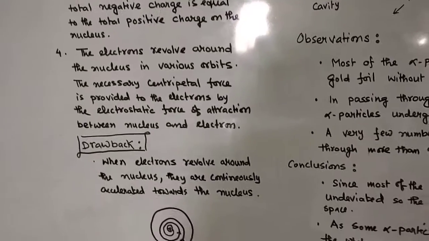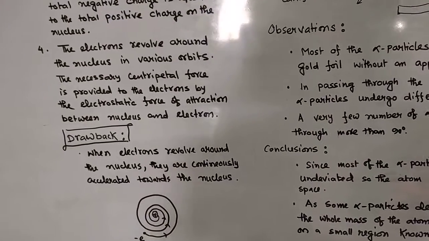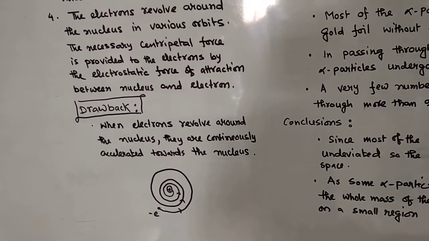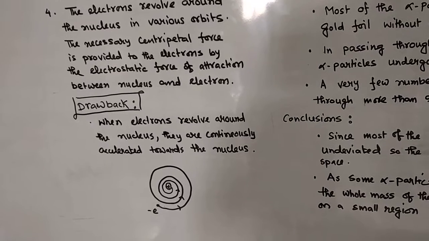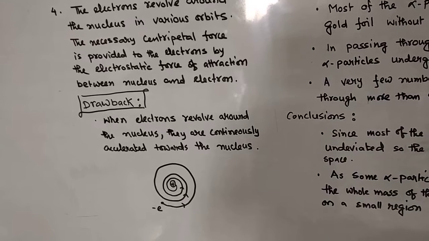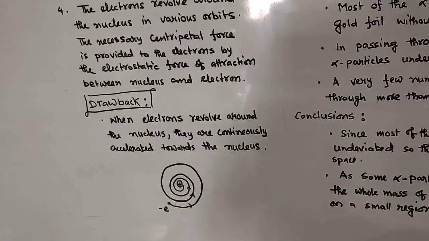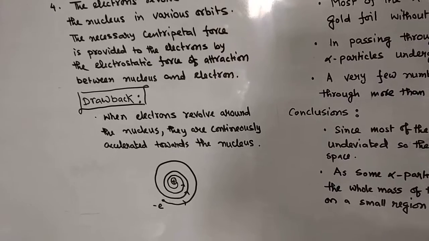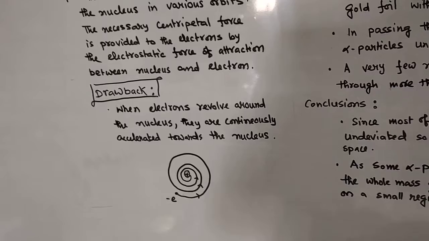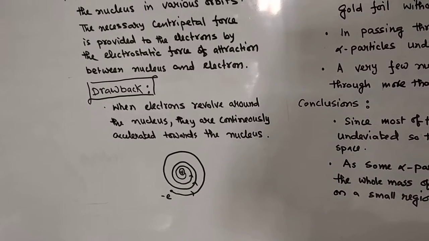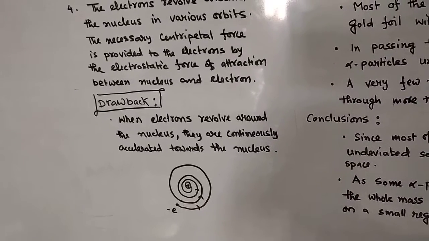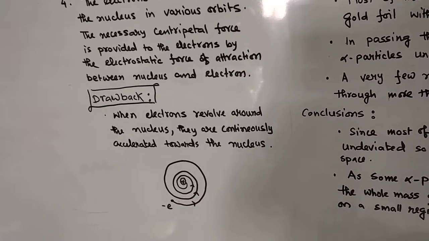Now the drawback is that when electrons revolve around the nucleus, they are continuously accelerated towards the nucleus. As charged particles that are accelerated emit energy, definitely there is a possibility that a time will come when the electron merges with the nucleus. When the electron merges with the nucleus, it means the system becomes unstable.